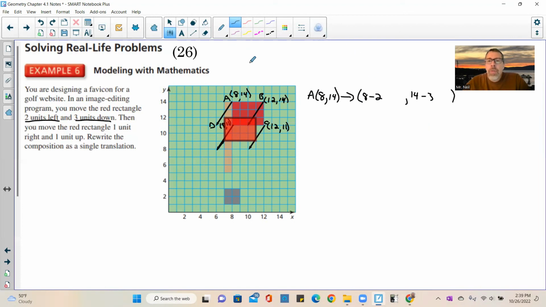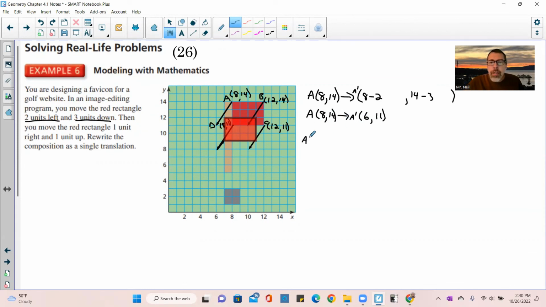Okay. Actually, let me just do this in 2 steps. So I'm going to keep going now. So (8, 14) is going to become A prime, which is (6, 11). So if I check that, if I go over 6, up 11, I'm right here, which is where A prime ended up, (6, 11). Okay, so that is A going to A prime.